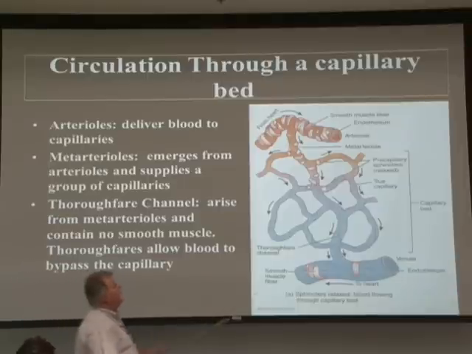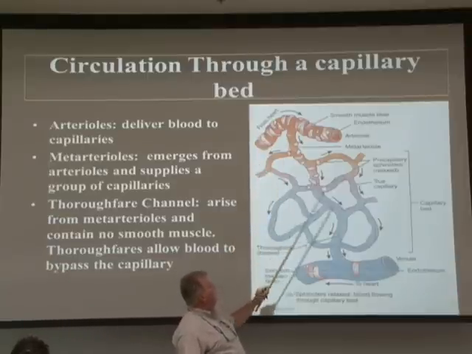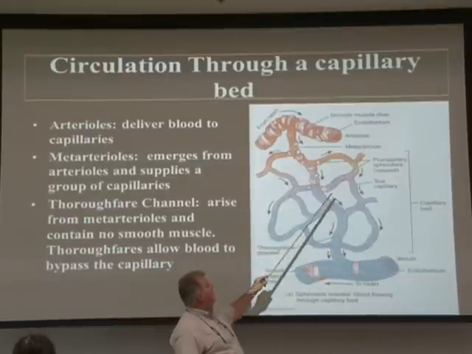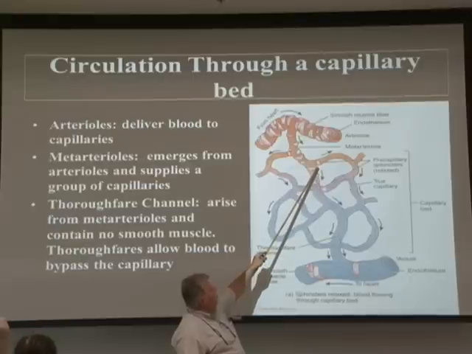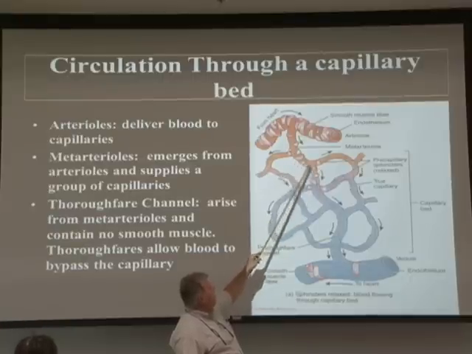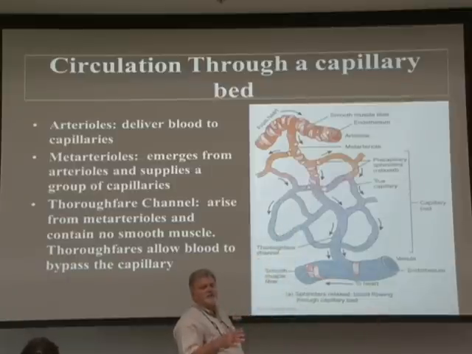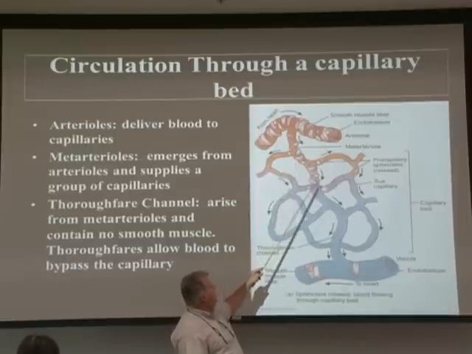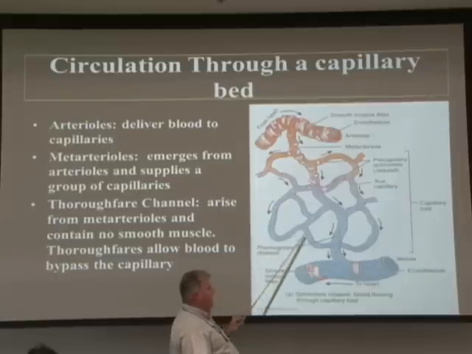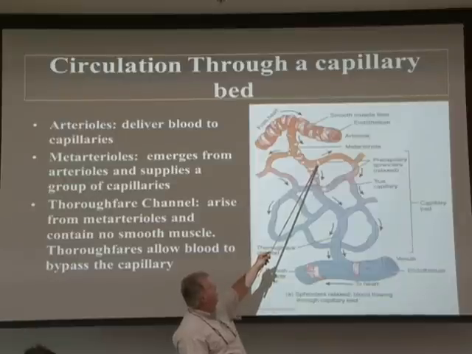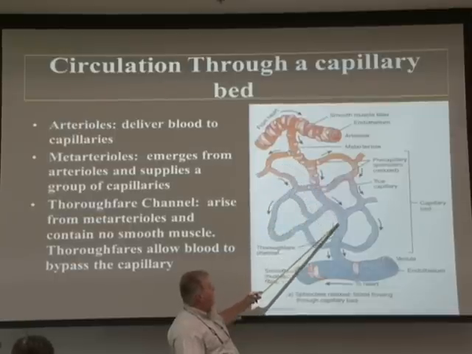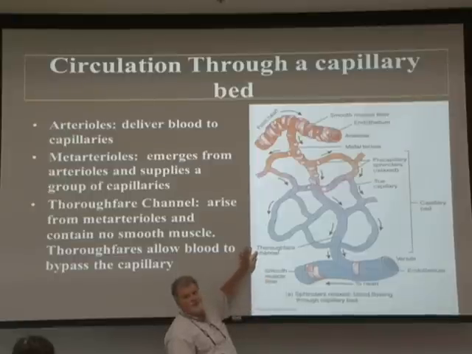And then the branches off of an arteriole that lead directly to a capillary bed are called metarterioles. And on the metarteriole side of the capillary bed, we have what we call precapillary sphincters, which are bands of smooth muscle, so that if you want to increase blood flow into the capillary, we relax these sphincters, and that allows blood to flow into this capillary network. If we want to decrease blood flow into the capillary network, we constrict these precapillary sphincters. That causes blood to flow through this main channel through the capillary bed, which is called a thoroughfare channel.